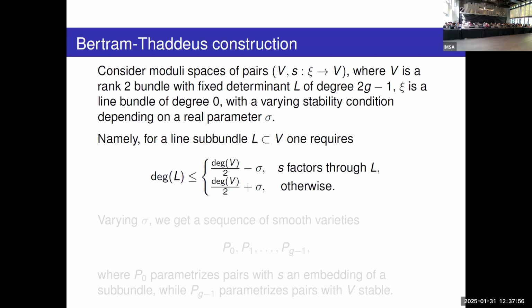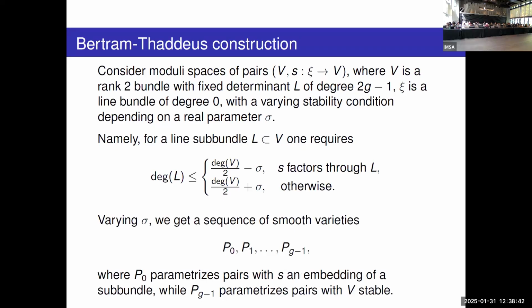There is a stability condition for such pairs. When you have a rank 2 vector bundle with a section and a line subbundle, there are two situations: this line subbundle may contain your section or not. If your line subbundle contains the section, then you impose a stronger condition on degree: the degree should be smaller than the slope of the vector bundle, shifted by this constant sigma, which is a real parameter. Otherwise, if the line bundle does not contain your section, the condition on degree is weaker. Now you can vary this parameter sigma, and you get a sequence of smooth varieties.